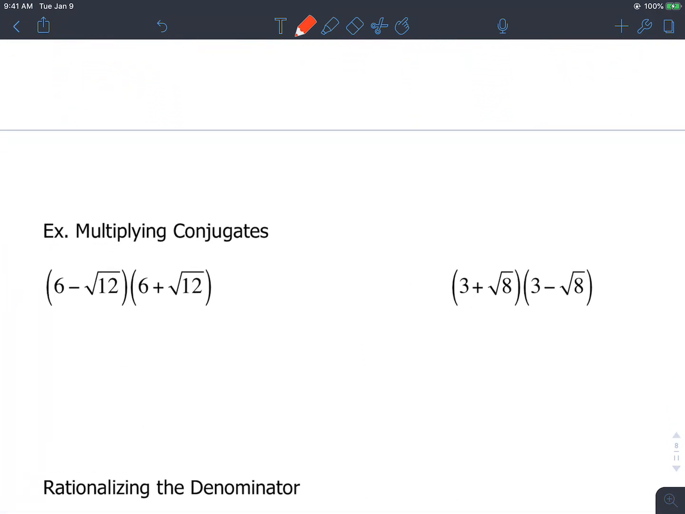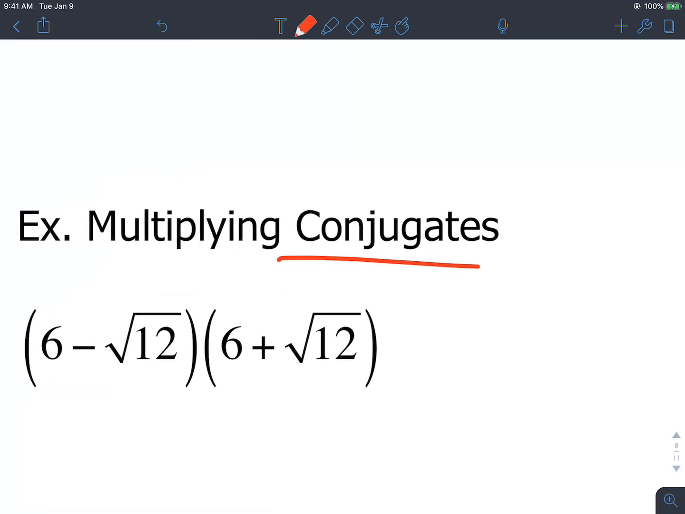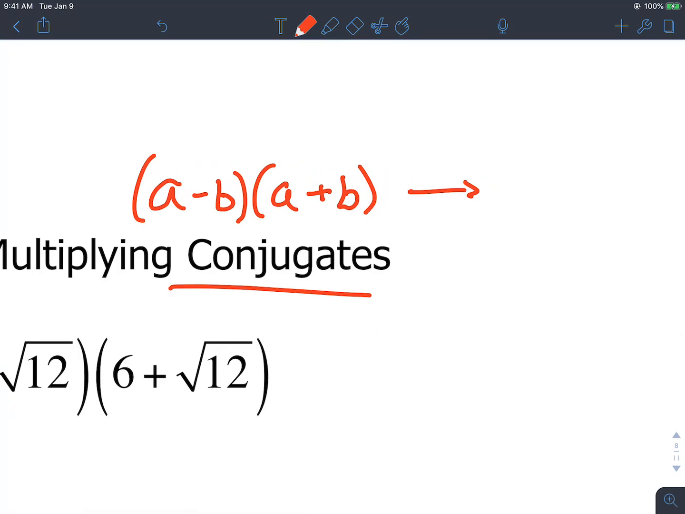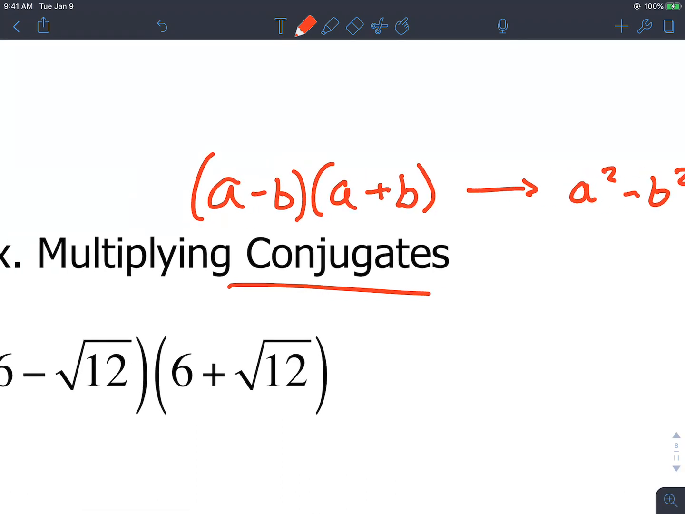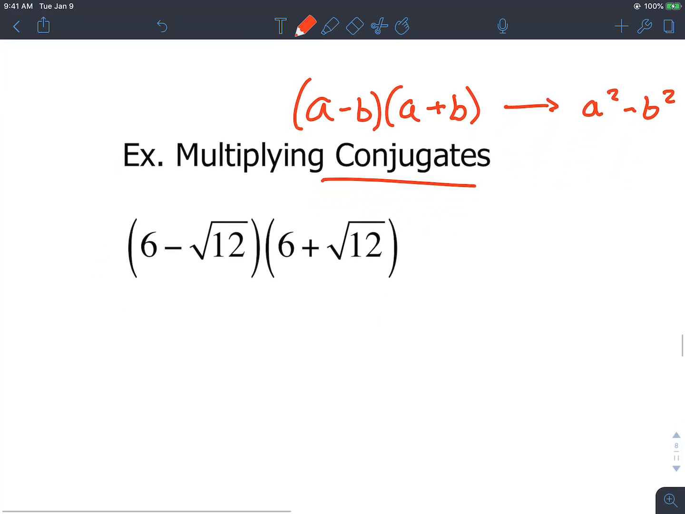All right, the next thing we're going to do here is review what a conjugate is. A conjugate is just whenever you have a binomial and they have opposite signs. It's kind of like a difference of squares. And when this happens, when you multiply them, it becomes a squared minus b squared. So essentially the middle terms, when you FOIL them out together, will cancel out. Let's look at what that might look like with this one here, and then we're going to start using this little shortcut, I guess.